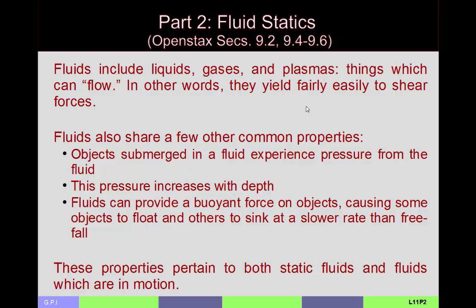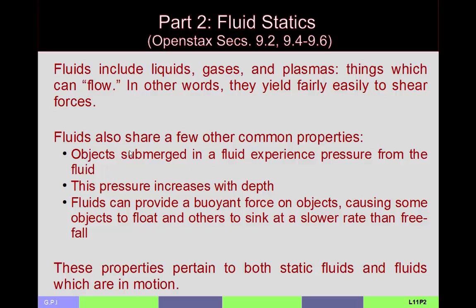Recall from the previous part of this lecture that a shearing force is a force which tries to make an object slide across itself layer by layer. So if the substance has different layers which are easily able to slide across each other, then it counts as a fluid for our purposes. If it does not, then it is probably going to be a solid of some sort.